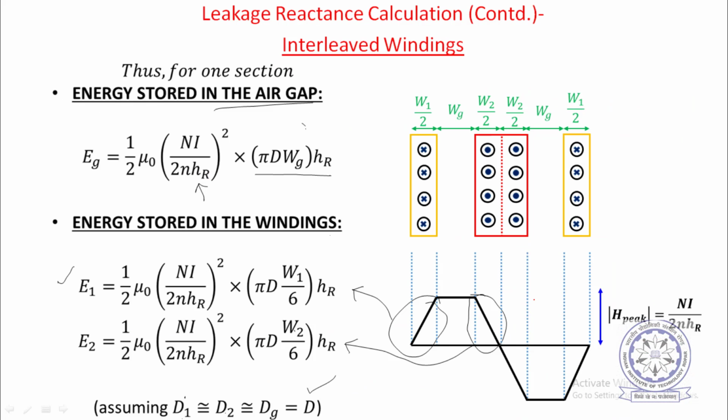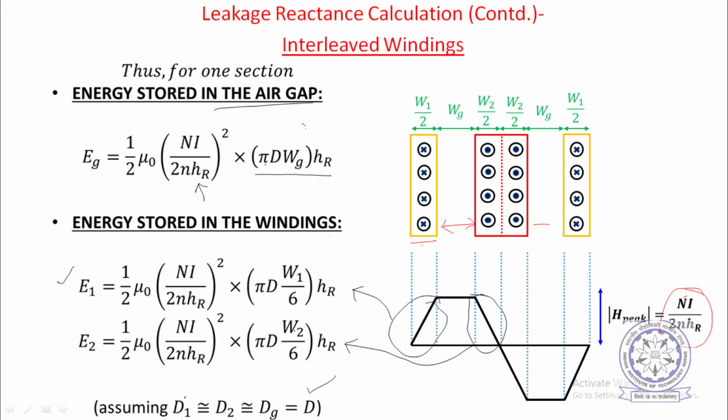So thus for one section, the energy stored in the air gap, so you can see here, W1 by 2. So this is Eg, the energy in one air gap. It is not one section here, it is for one air gap. In one air gap, because in the air gap it is Ni by 2n HR, and everywhere it is the same in all air gaps, so Ni by 2n HR, half mu naught H square into volume.